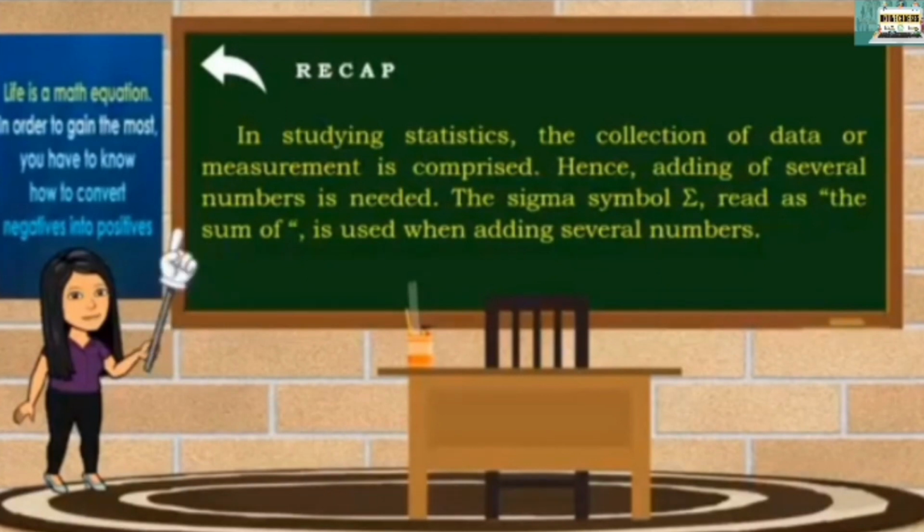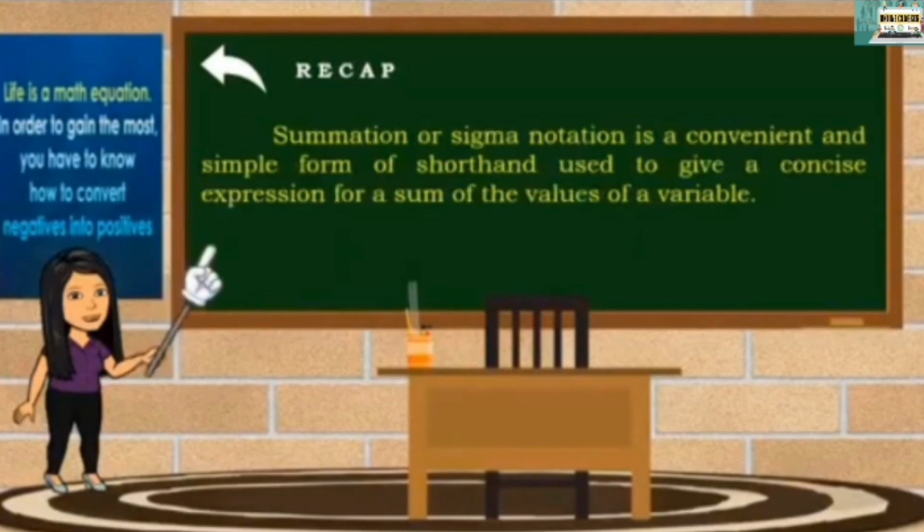In studying statistics, the collection of data or measurement is comprised. Hence, adding of several numbers is needed. The sigma symbol, read as the sum of, is used when adding several numbers. Summation or sigma notation is a convenient and simple form of shorthand used to give a concise expression for a sum of the values of a variable.